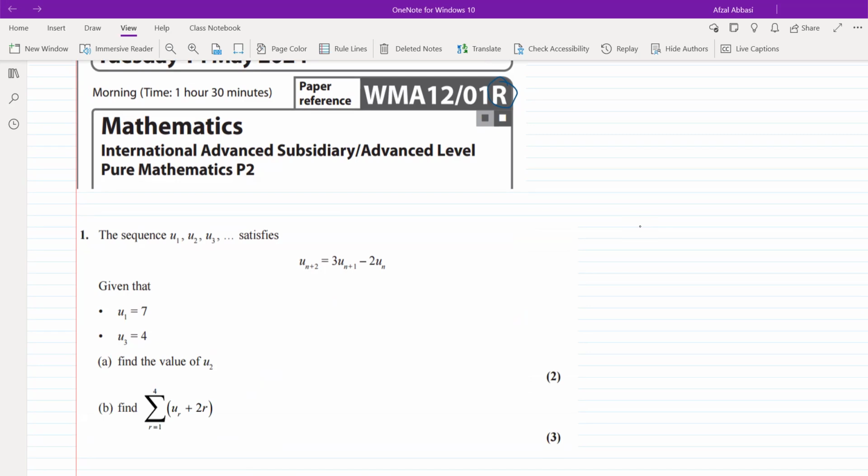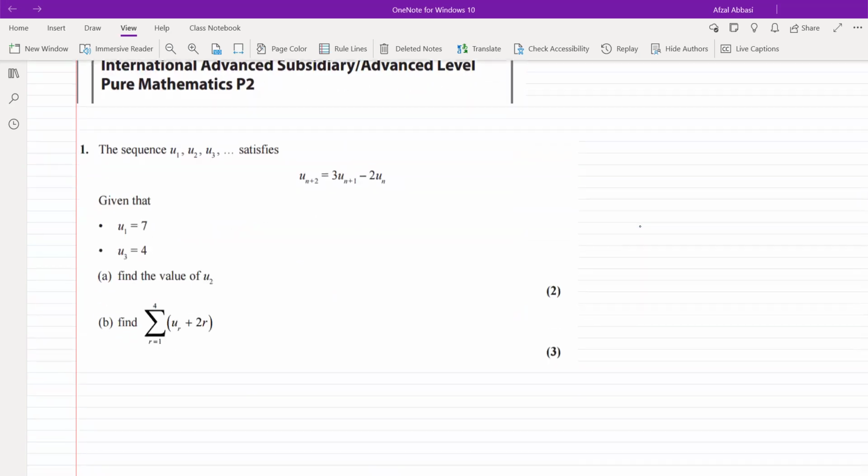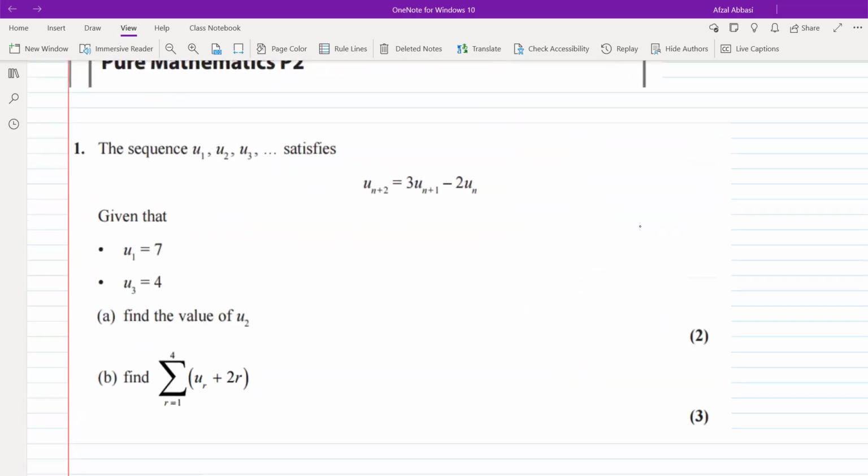So if we start with the first question of the paper, it's here. We are given a recurrence formula, u(n+2) equals 3u(n+1) minus 2u(n). Given that u1 is 7, u3 is 4, find the value of u2. Okay, so that is our first part, find the value of u2. We know that in this case, we are given u1 and u3.